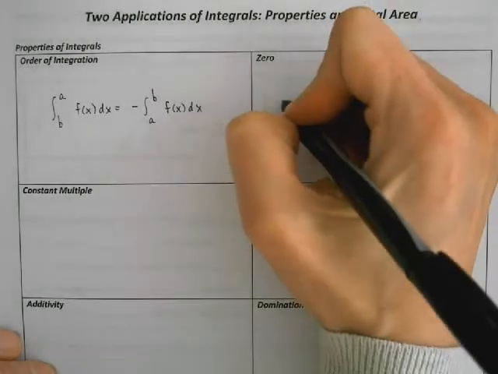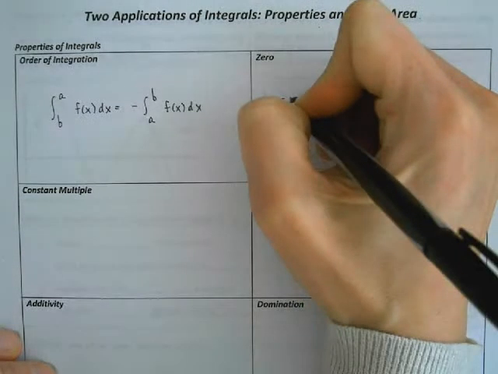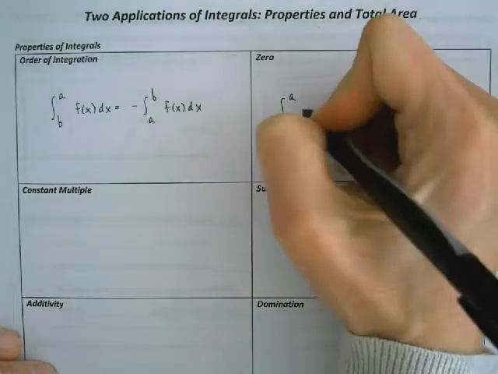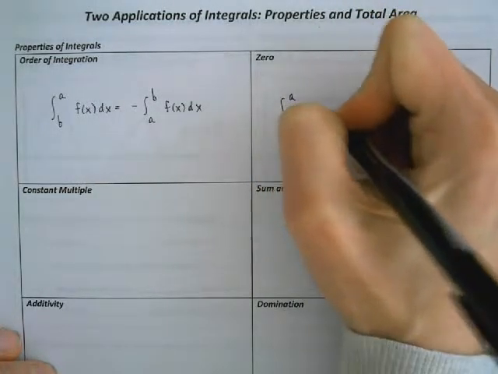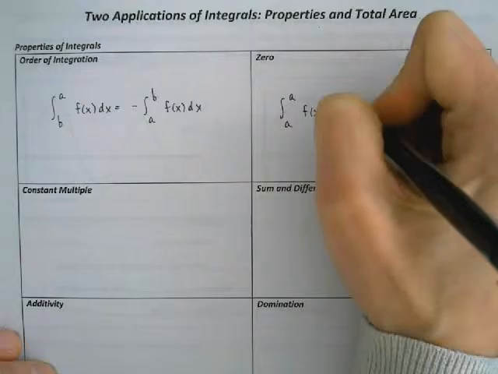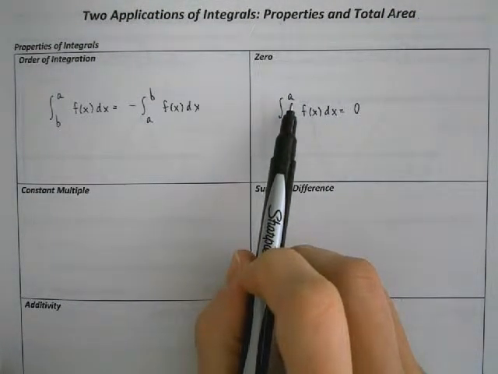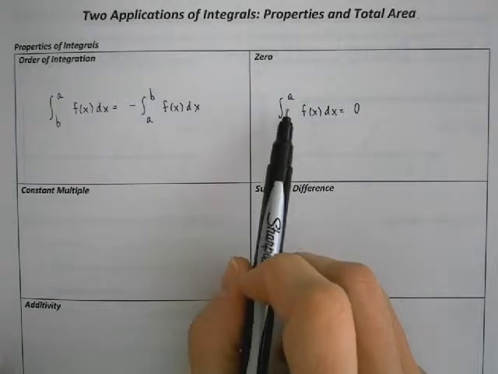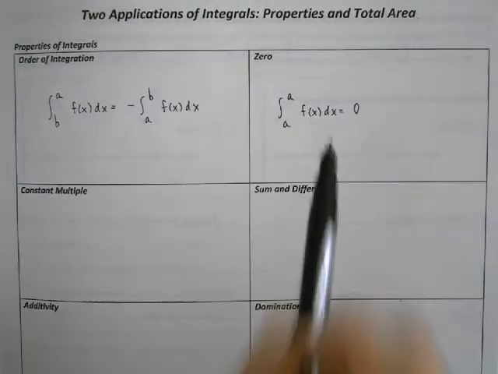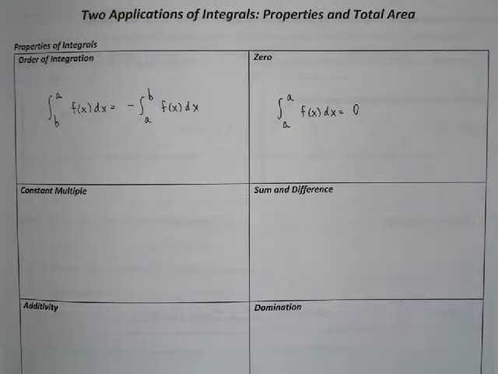The second property is our zero property, and this says if I integrate from a to a of f of x dx, that's going to be 0. Because obviously if my lower limit of integration is the same as my upper limit of integration, we haven't accumulated any area, so the value of that integral is 0.